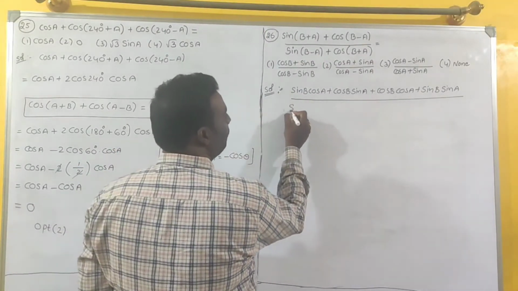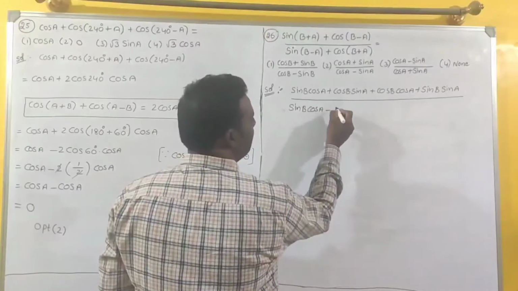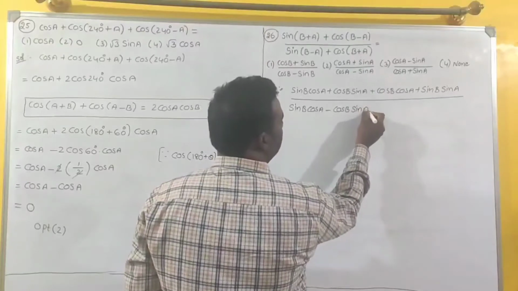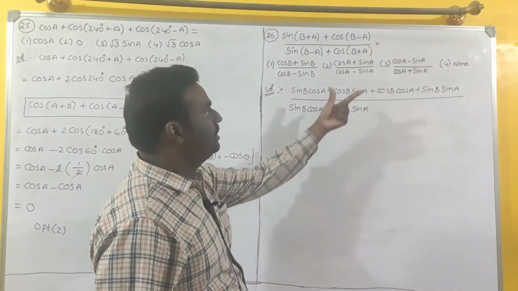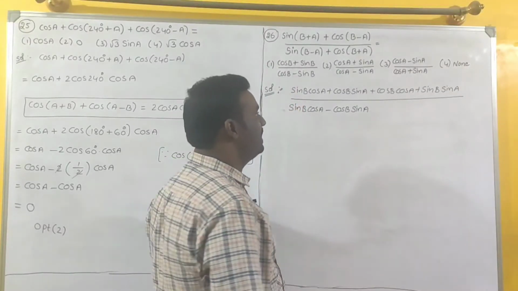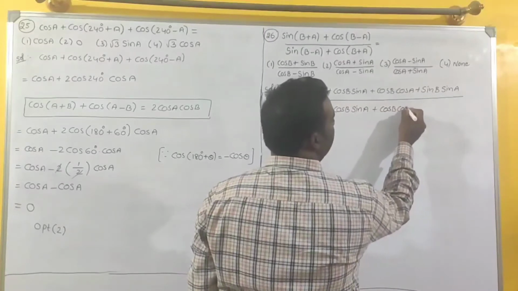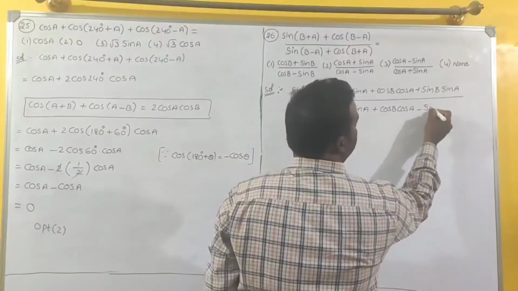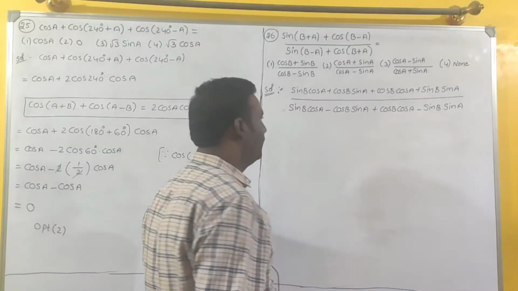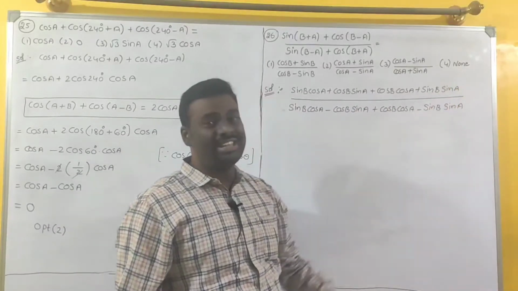Now, sin B cos A minus cos B sin A. Now this is which formula? Cos of A plus B: cos A cos B minus sin A sin B. So, cos B cos A minus sin B sin A. Okay. In the numerator, in the first term and last term, which is common?